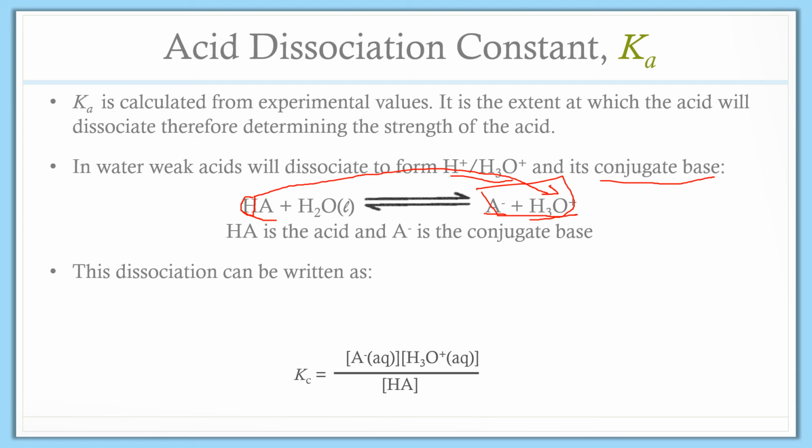Why don't we include water? Because you never include water. Can't have a concentration of water. Water is what things have a concentration in, so water just gets left out. So it's calculated the same way we do anything else. Concentration of products times each other over the concentration of the reactant.